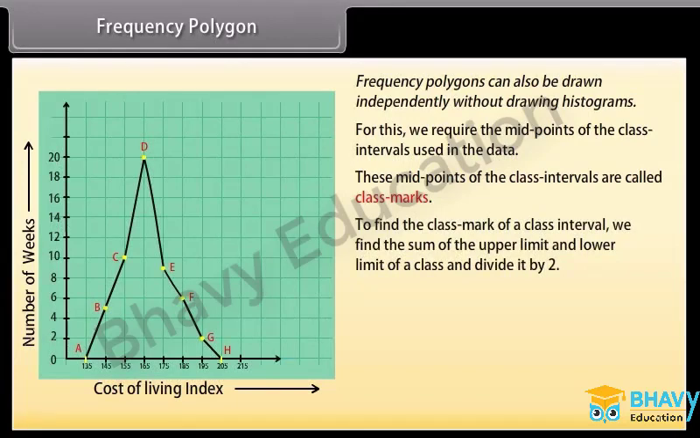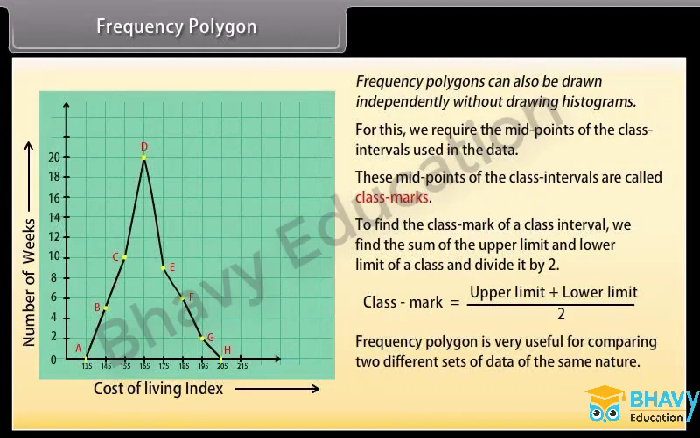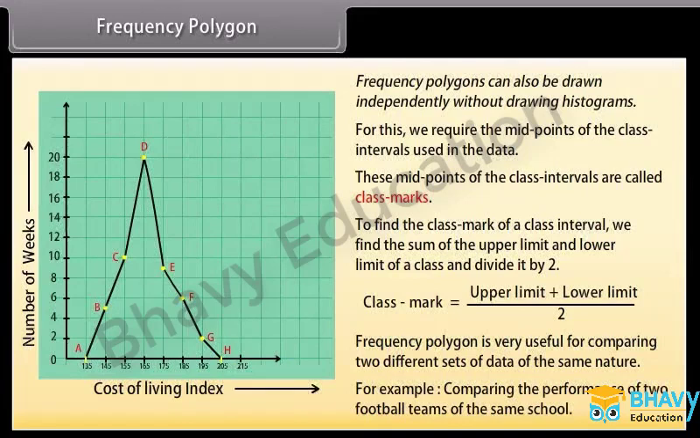To find the class mark of a class interval, we find the sum of the upper limit and lower limit of a class and divide it by 2. Thus, class mark is equal to upper limit plus lower limit whole upon 2. Frequency polygon is very useful for comparing two different sets of data of the same nature. For example, comparing the performance of two football teams of the same school.